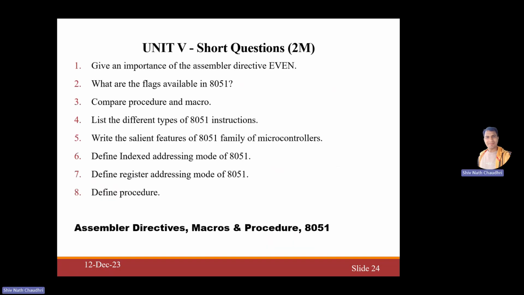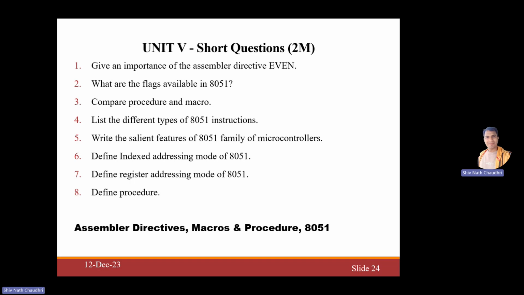In unit 5 for 2 marks, these 8 questions were asked in previous exams. Give importance to assembler directives, so for these questions you should know about all assembler directives. Many of the assembler directives are clear by their names. Like here, this question asks for the assembler directive ORG. Whenever the ORG assembler directive is used, your memory location is set to the ORG location only. It means if you want to save any program, then this program uses only the ORG locations of memory.